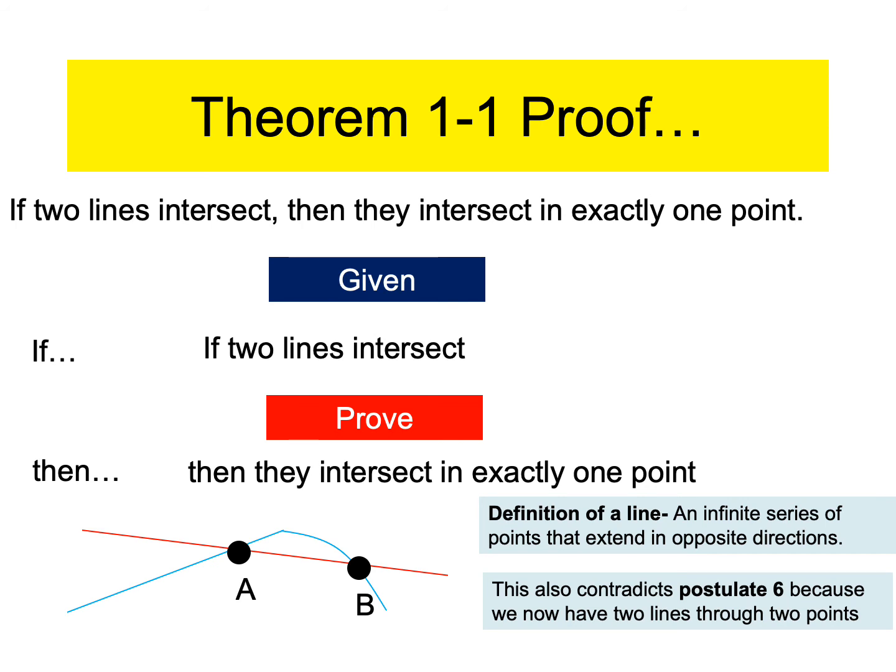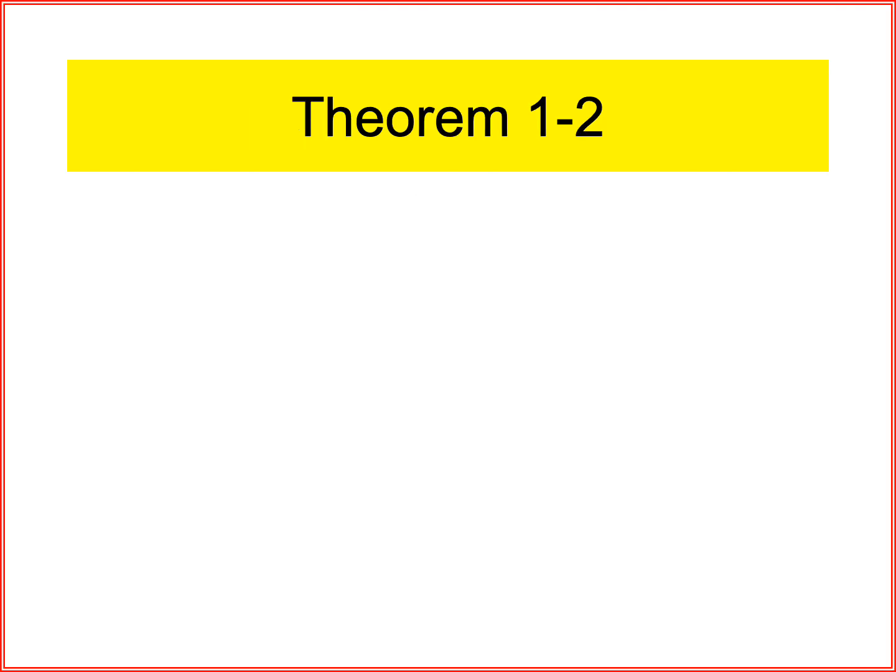Remember, postulate 6 says if you have 2 points, exactly one line goes through them. Look, I have A and B, 2 points, and I have 2 lines that go through them, the red one and the blue one. If we accept postulate 6 as being true, then we can't accept that 2 lines can intersect at 2 points. Theorem 1.2, the one that you'll prove tonight for homework, says this.